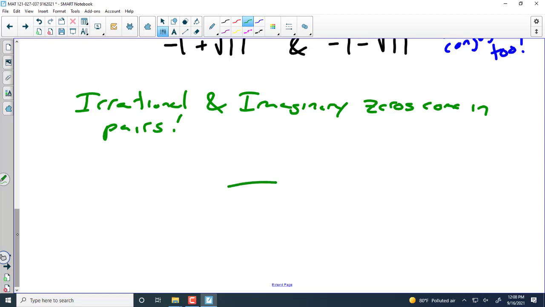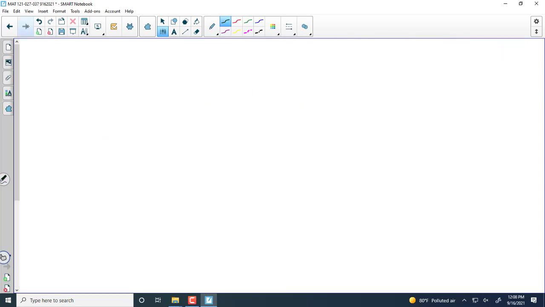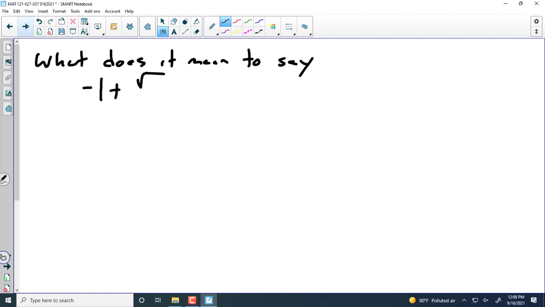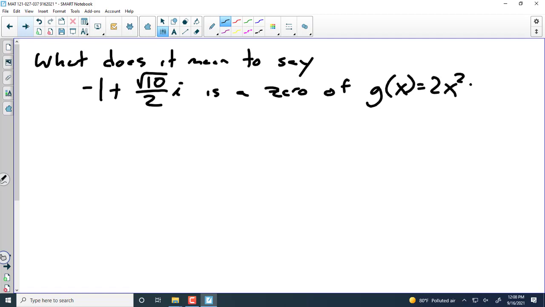All right. Now we're going to get really deep into this chapter. Chapter 3 goes on for quite a while, and we're going to see a lot of different cool math happen. But one thing that we want to remember is what we're doing when we find a zero. So, what does it mean to say -1 plus the square root of 10 over 2i is a zero of g of x equals 2x squared plus 4x plus 7? What does it mean when I say that's a zero of that? What am I talking about?